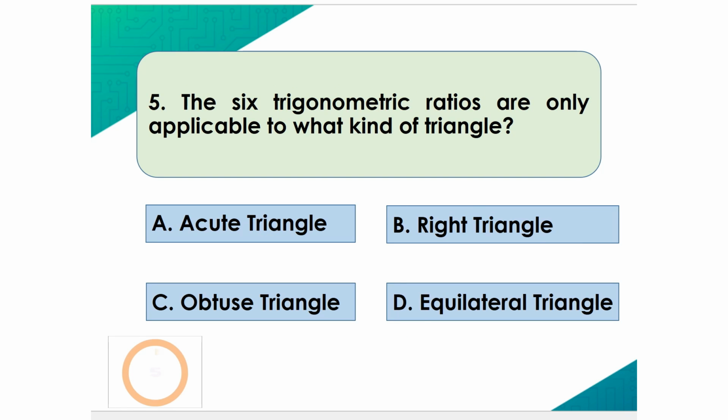5. The 6 trigonometric ratios are only applicable to what kind of triangle? A. Acute triangle. B. Right triangle. C. Obtuse triangle. D. Equilateral triangle. The correct answer is B. Right triangle.